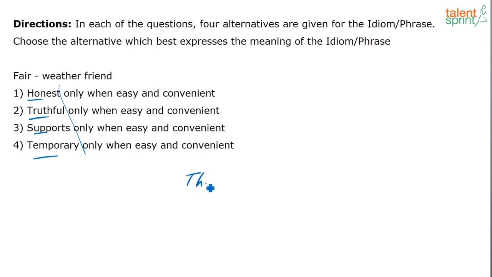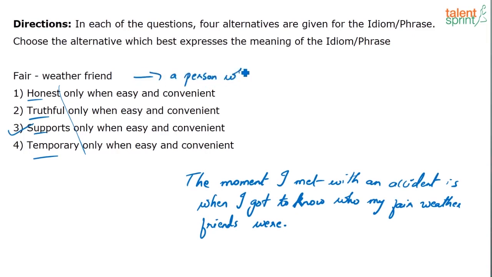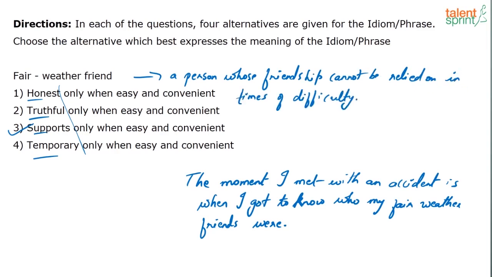So for example, if I say the moment I met with an accident is when I got to know who my Fairweather friends were. So a Fairweather friend is basically a person whose friendship cannot be relied upon, especially in difficult times, right? So for a question like this, again, you either know it or you don't know it. Let's look at one more.